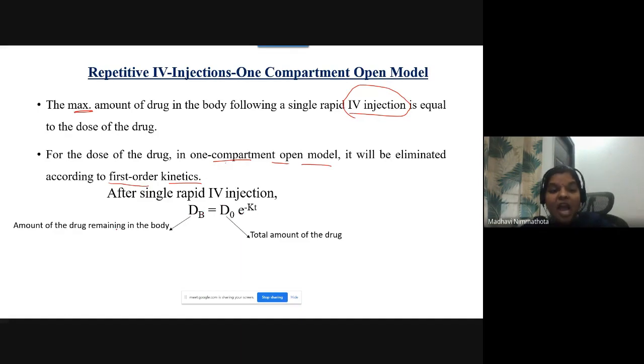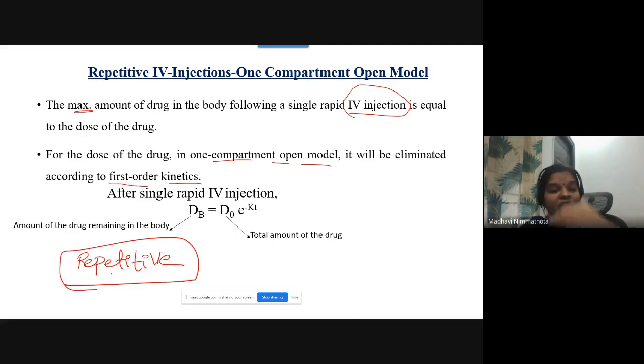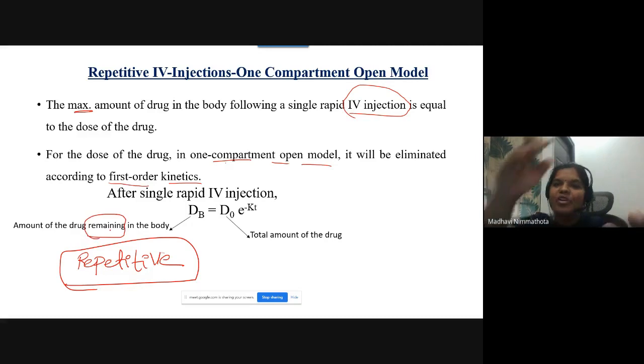dB is the amount of drug remaining in the body. Here we are administering our drug in a repetitive manner. So for that reason, we always need to calculate the remaining amount of the drug available in the body. How much amount of the drug will remain in our body, we need to calculate it. That is nothing but your dB.